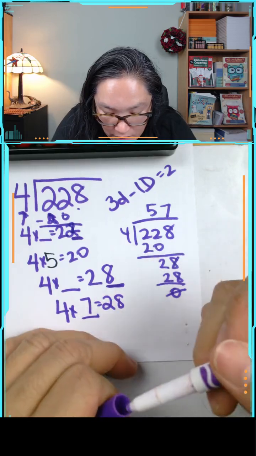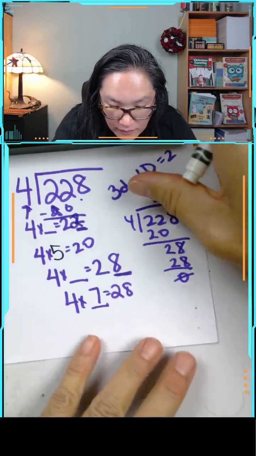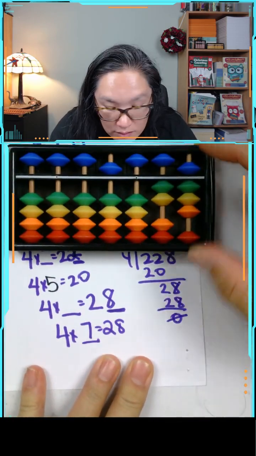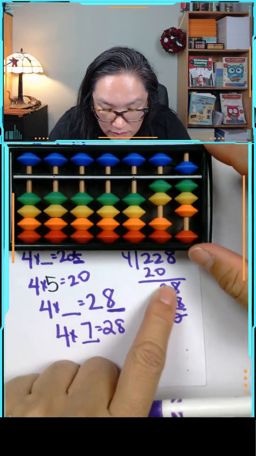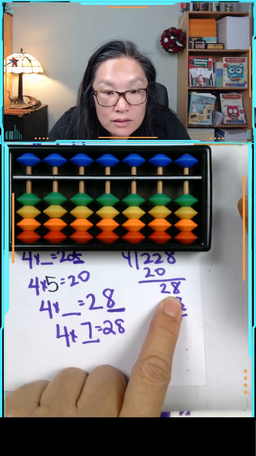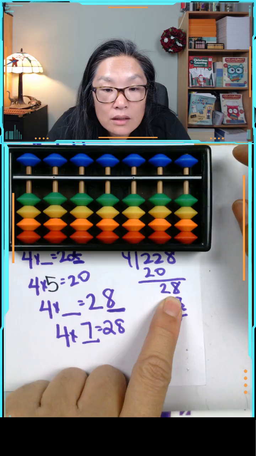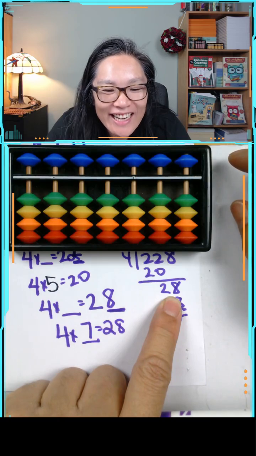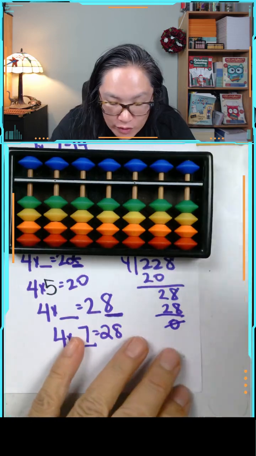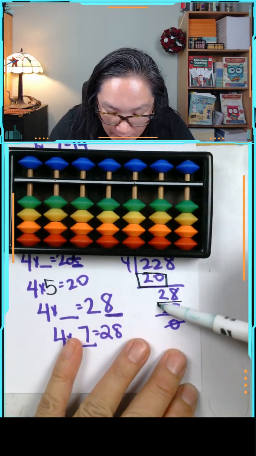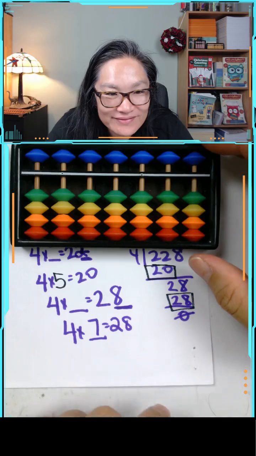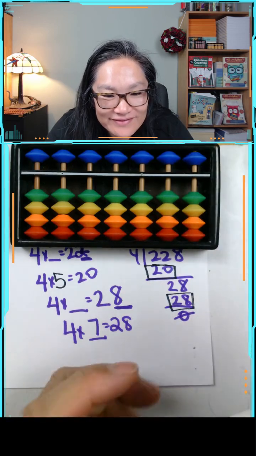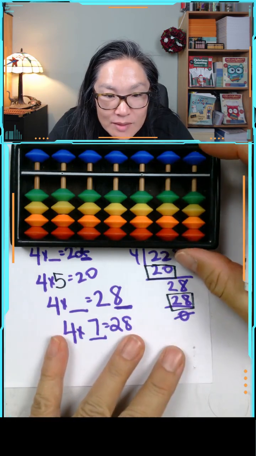So this part here, well, that's what we did on the abacus, right? So we have 2, 2, 8. So we take away the 20, and then we take away the 28. So what we're doing here is exactly what we do on the abacus. Does that make sense, Mio?